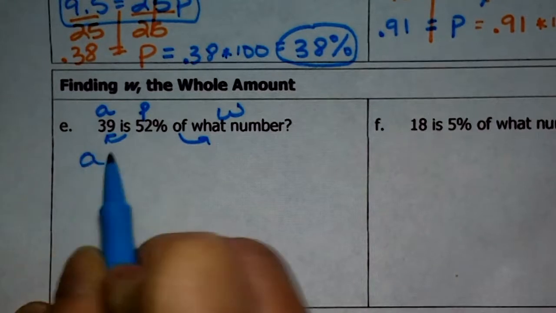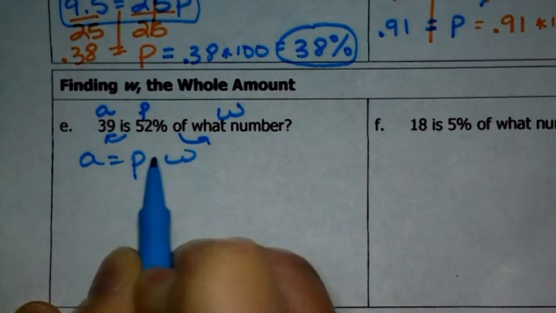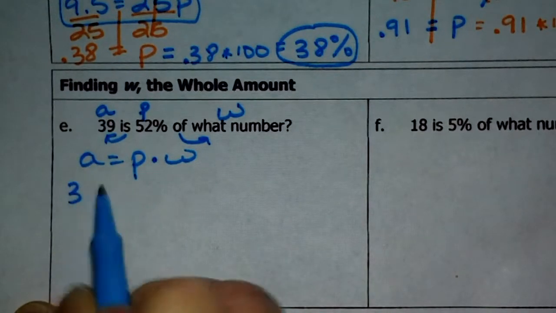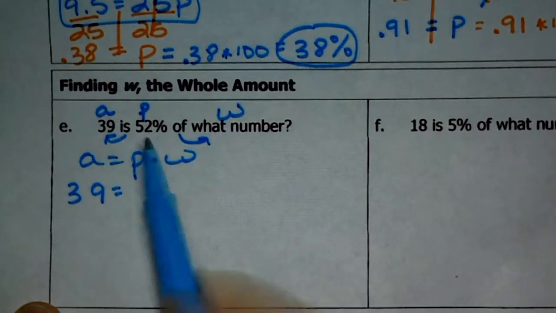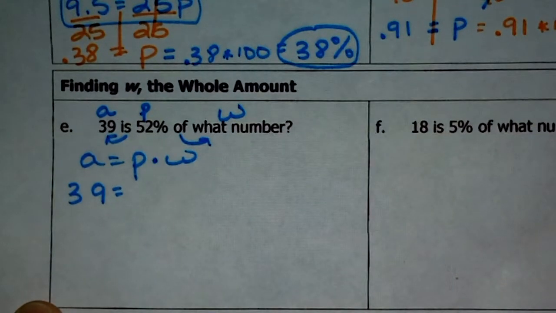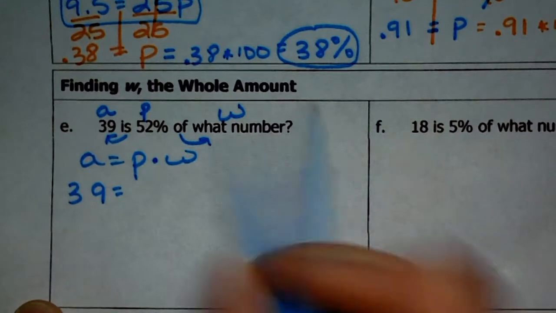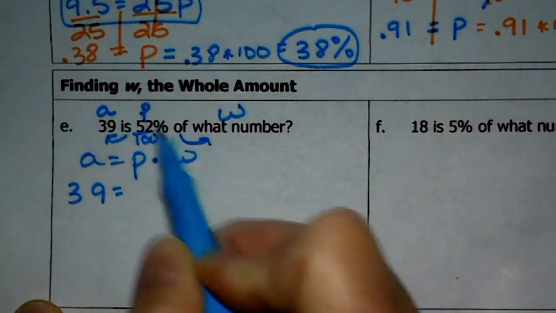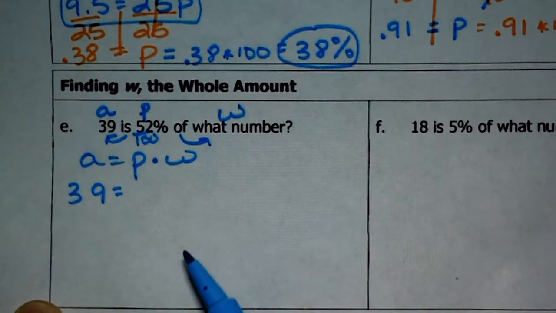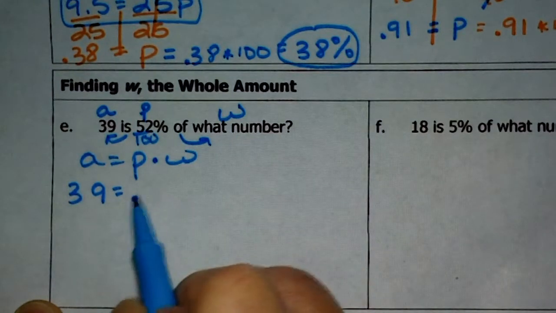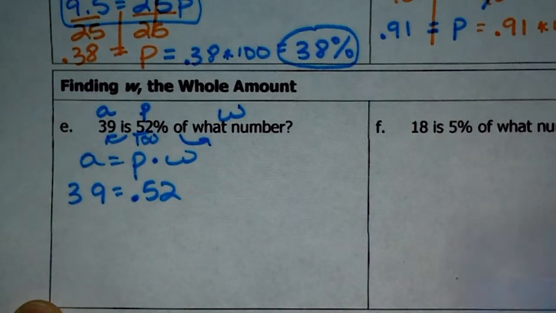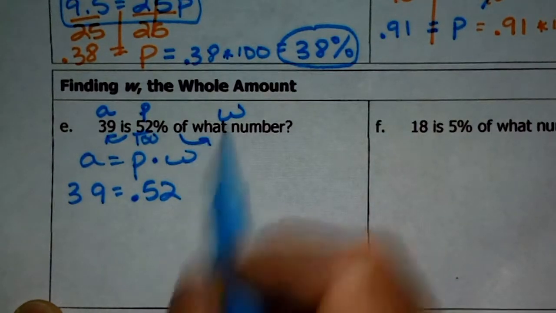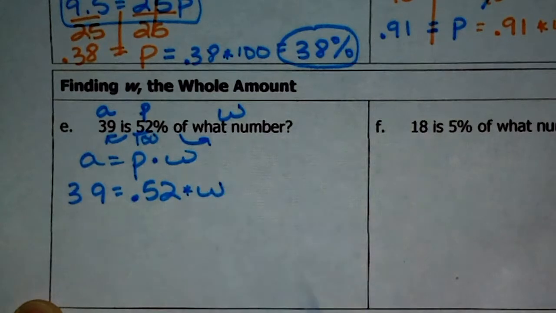So we're going to write our equation. A equals P times W. A is 39. The percent is 52%. But do you remember what I have to do before I can use that 52 in this equation? Yes. I need to divide it by 100. When you're plugging it into an equation, you divide it by 100 to make it a decimal you can work with. And when you're trying to solve for P, that's when you multiply by 100. And we don't know of what number, so I'm going to multiply that by W. So this is our equation that we have to solve.